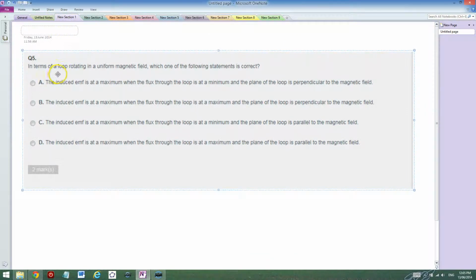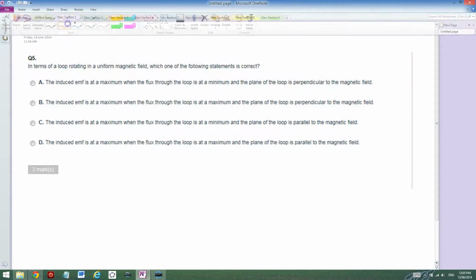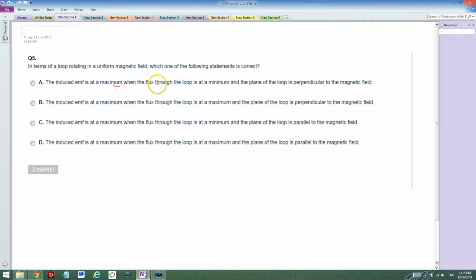Now, look at this question in terms of a loop rotating in a magnetic field. So, which one is true? The induced current is at maximum when the flux through the loop is at minimum and the plane of the loop is perpendicular to the field. So, with the AC alternator.